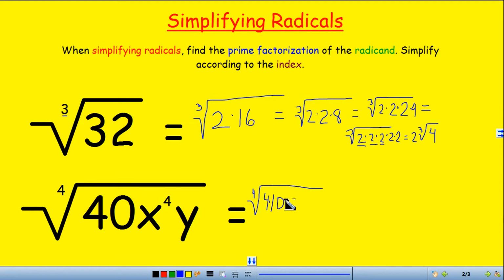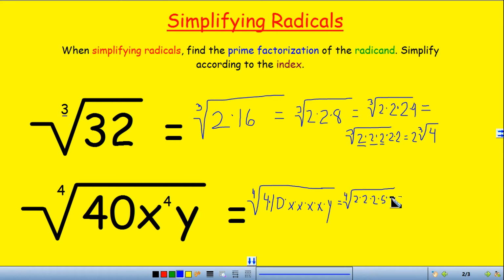And then we're also going to break the x to the fourth down, and that's going to give me 4 x's, and then we're left with 1 y. Automatically we see 4 and 10 are not prime factors because those can be broken down a little bit more. So let's do that. 4 can be broken down into 2 times 2, and then our 10 can be broken down into 2 times 5. All of those are prime numbers.